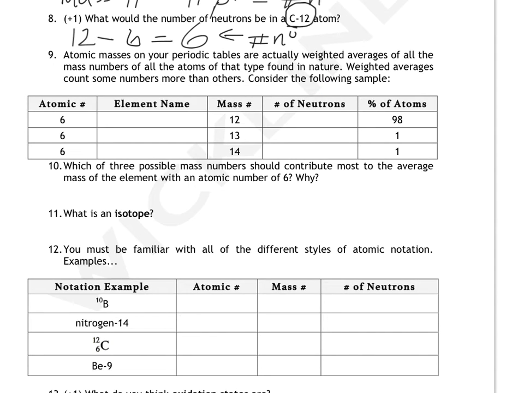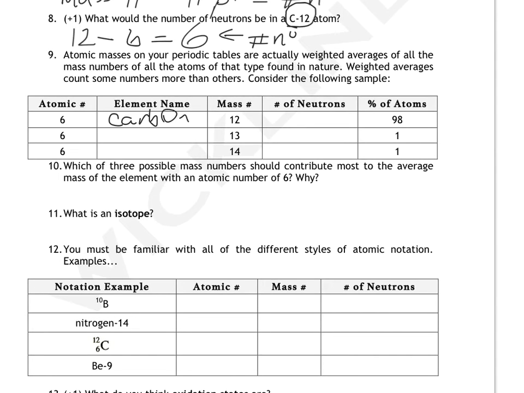Here's an example. So I have 3 particular atoms, and they all have an atomic number of 6. They do have different mass numbers, 12, 13, 14, and they have differences in their abundance. So 98% of atoms of the element have a mass number of 12, but 1% of atoms of that element have a mass number of 13, and 1% have a mass number of 14. I'm going to fill in some information to clarify some of this stuff.